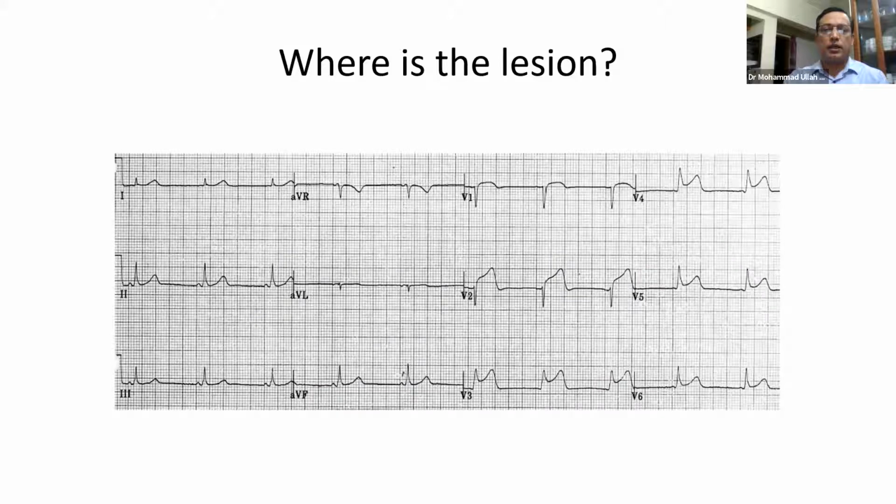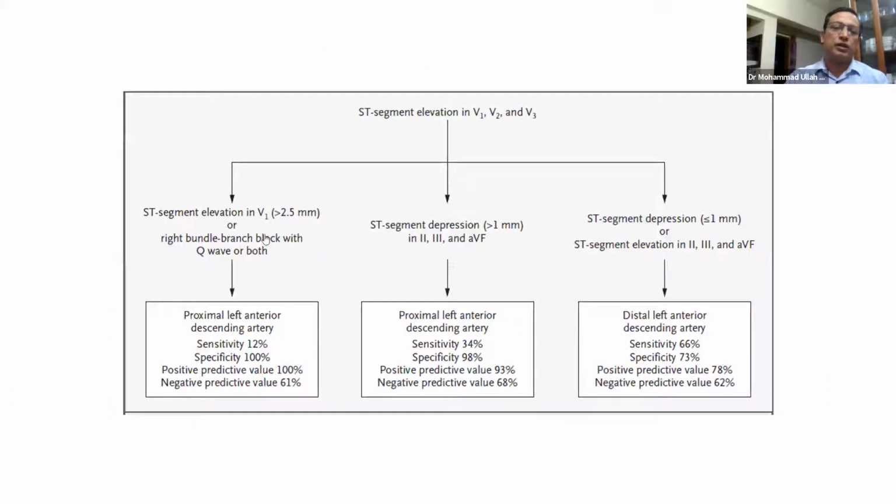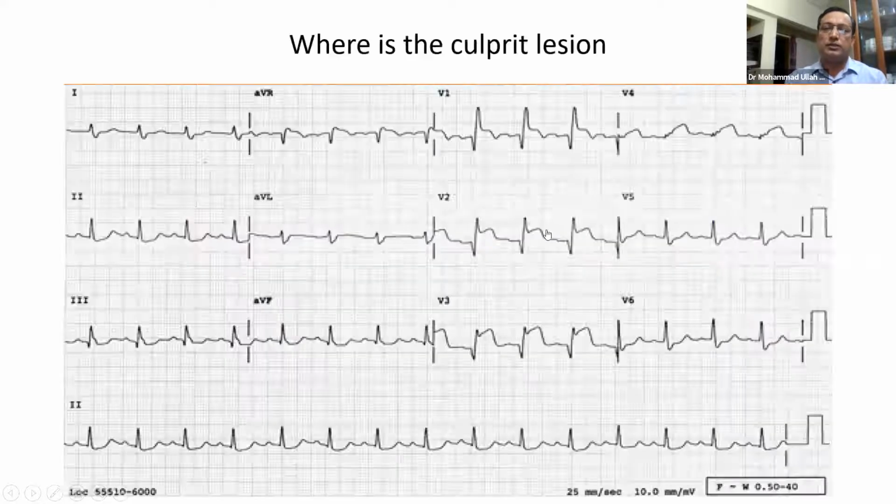And by this flow chart, you can also determine where the lesion is. ST elevation in V1 to V3: if in V1 it is more than 2.5 millimeter, or there is a right bundle branch block, that indicates a proximal LAD lesion. If the ST depression in 2, 3, aVF is more than 1 millimeter, that indicates a LAD lesion proximal to the diagonal artery. And if ST segment depression in 2, 3, aVF is less than 1 millimeter, or there is ST segment elevation in 2, 3, aVF, that indicates the LAD lesion is distal to the diagonal artery. So these are the criteria by which we can determine.